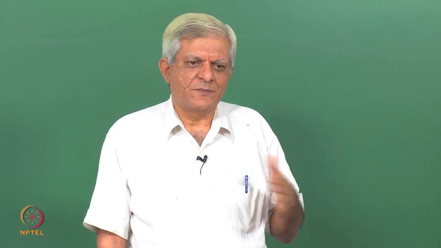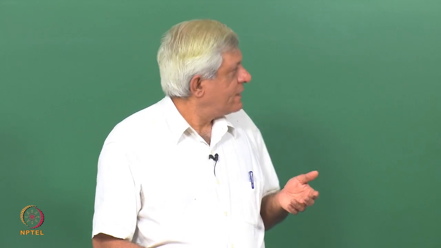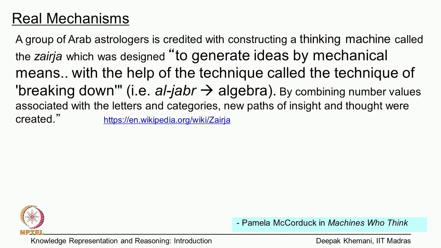So, much before computers came, people were interested in this sort of thing, and there is a lot of folklore behind this. There is a nice book by Pamela McCorduck, called Machines Who Think, and I would advise you to read it if you are interested in the history of AI and things like that. So, Arab astrologers were credited with constructing what they call a thinking machine called the Zairja. And the principle behind that was to generate ideas by mechanical means with the help of a technique called breaking down, from which the word algebra is derived. And by combining number values associated with letters and categories, new paths of insight and thoughts were supposed to be created essentially.